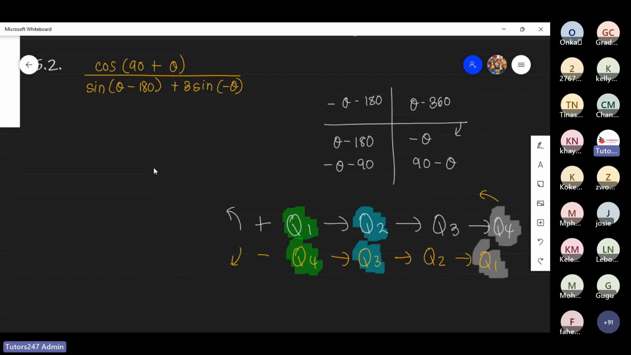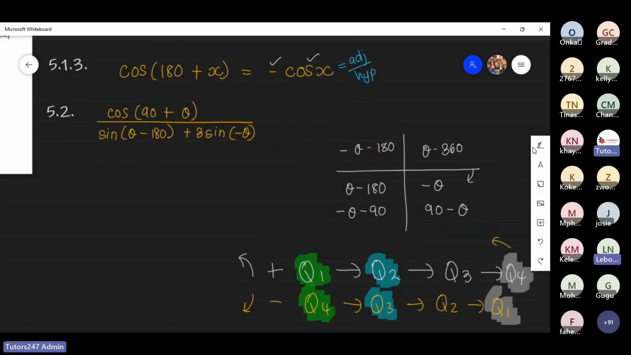So let's try to answer this particular question. First up, we've got cos of 90 plus theta. Keep in mind, from your positive CAST diagram, cos of 90 plus theta was in quadrant 2. So we ask ourselves, is cos positive or negative within quadrant 2? And we know that it is negative. Next, because we are dealing with a co-ratio, we're going to convert the cos to a sine. So this is going to become negative sine theta.